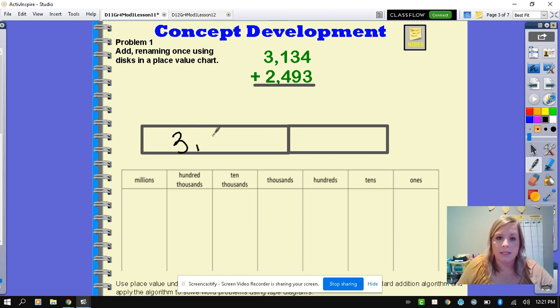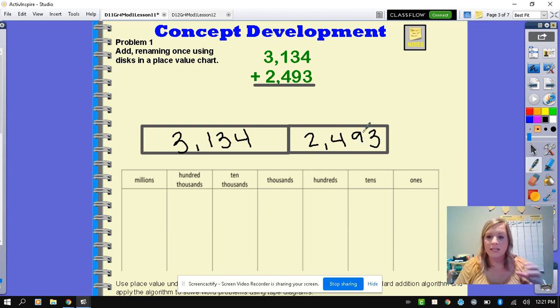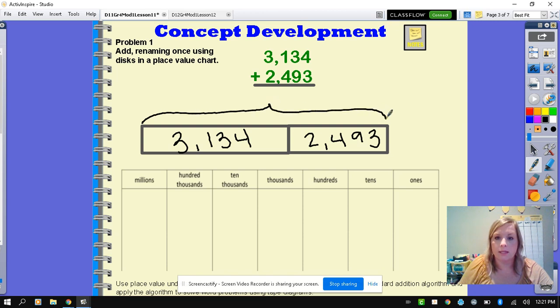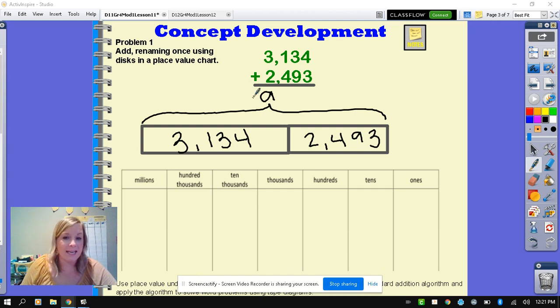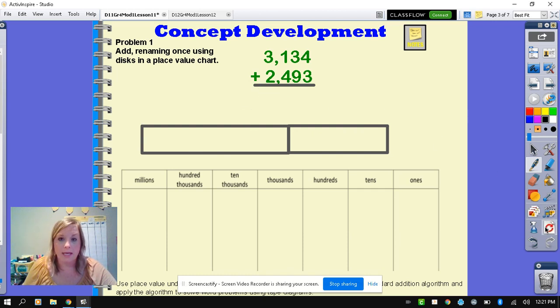So we have 3,134, and we are adding 2,493. Now, with addition, you're trying to find the total, the whole, the entire amount. So truthfully, what you would do is draw something like this, and then this is going to be your variable. Now, a variable can be a question mark, it can be a box, it can be a letter. It's really just a nice fancy word for saying that it is the unknown. So it doesn't matter what this represents. I just put an A for the variable, but any of those count.